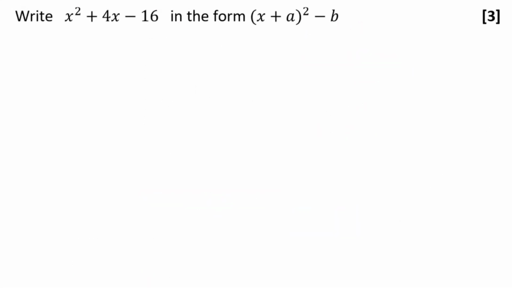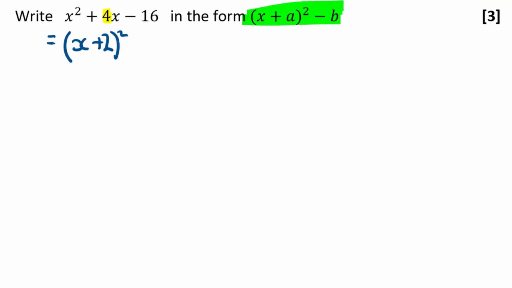Write x squared plus 4x minus 16 in the form x plus a all squared minus b. So this is in a quadratic expanded form. This one is in what we call the completed square form. It's fairly easy to convert one from the other. What we need to do is take the coefficient of x and halve it. The coefficient of x is 4, half of that is 2. So we're going to replace x squared plus 4x with x plus 2 all squared.